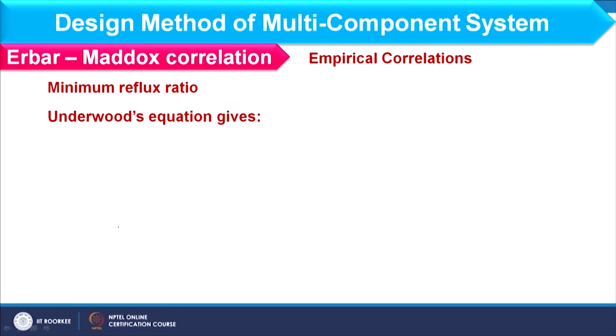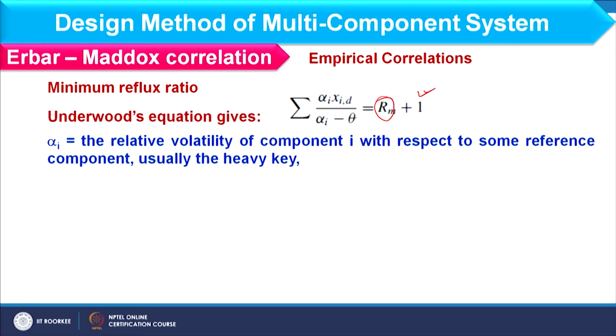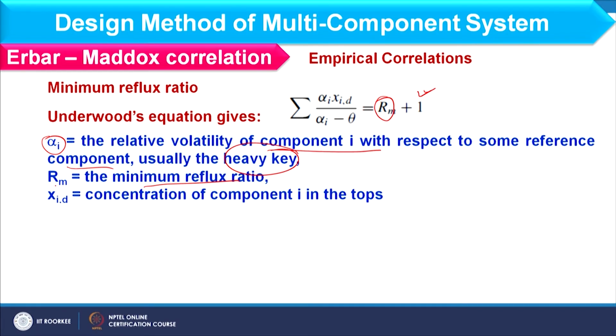Once I am having the Nm value, we can find the minimum reflux ratio value, and that we can obtain through Underwood's equation. Underwood's equation is given as summation of alpha i x id by alpha i minus theta, which should be equal to Rm plus 1. This Rm is basically the minimum reflux ratio. Alpha i is the relative volatility of component i with respect to the reference component, and that is usually the heavy key. Rm, the minimum reflux ratio, we have already discussed. xid is the ith component in the distillate.